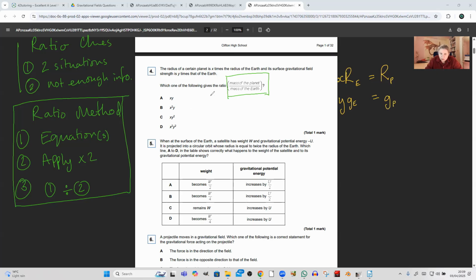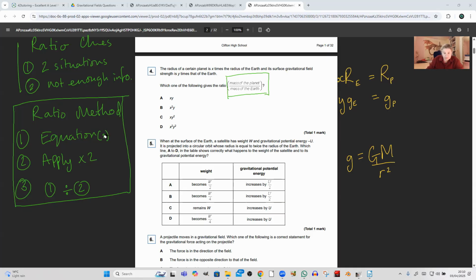Okay, and it says which one gives the ratio of the masses. So what we've got is radius, gravitational field strength, and we've got to find mass. So we need an equation which has got those in. So we're going to use this equation, g equals big G M over R squared. That is directly off your data sheet. And that's how you figure out which one it is. You look to see what you've got, and you look to see what you've got to get. It's got to have the mass in it, it's got to have g in it, and it needs to have R in it.